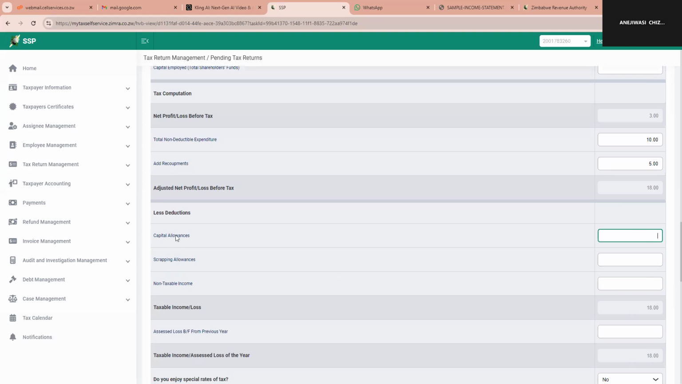Now, on your deductions, you are putting the capital allowances, which I spoke about. You must have computed the figure. So let's say probably it's $3. I'm just putting up these figures so that you understand the concept.